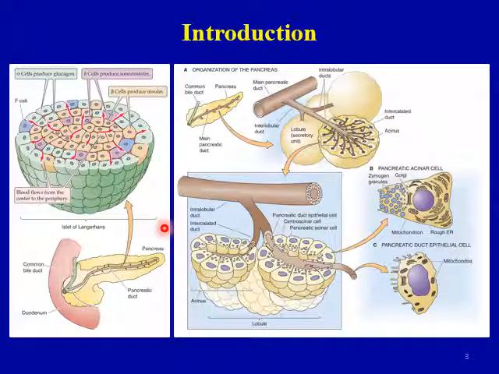Also, between the exocrine acinar cells or pancreatic acini, we have pancreatic islets or islets of Langerhans that are composed mainly of four types of cells: the alpha cells, the beta cells, delta cells, and the F cells. And we'll talk about them in brief in the coming slide, inshallah.